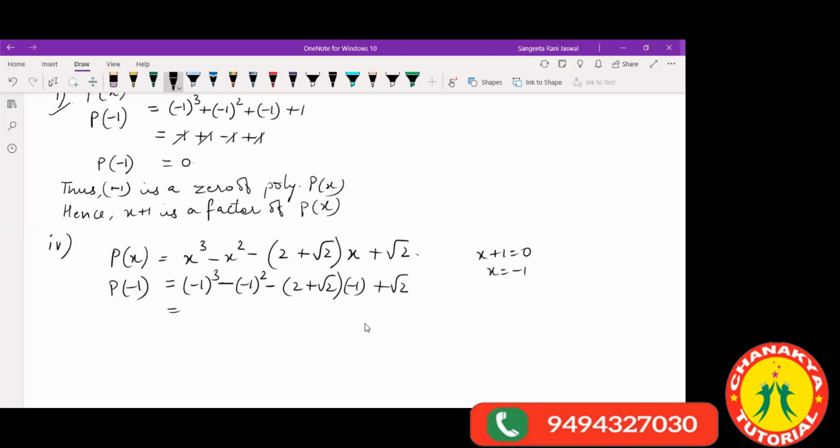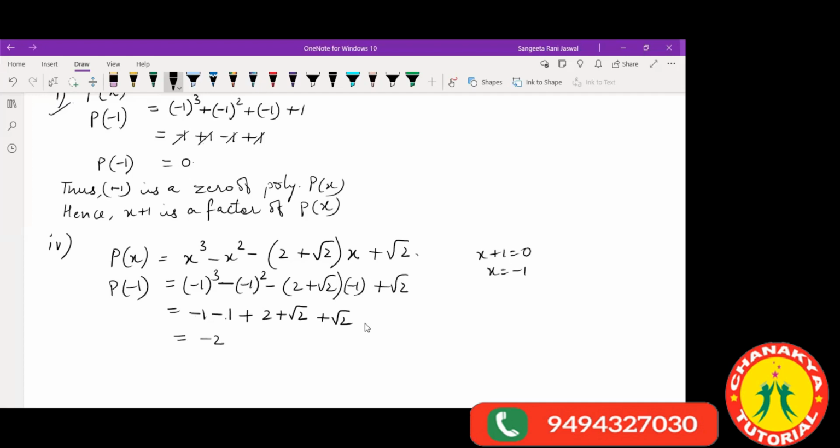So minus 1 cube will be minus 1. Then this will be minus 1 square, which is 1. Then you can see I have two minus signs, minus sign here also, minus sign here also. So please pay attention. Minus and minus becomes plus. So I will write plus here, and I have 2 plus root 2 here, then plus root 2. So minus 1 becomes minus 2.